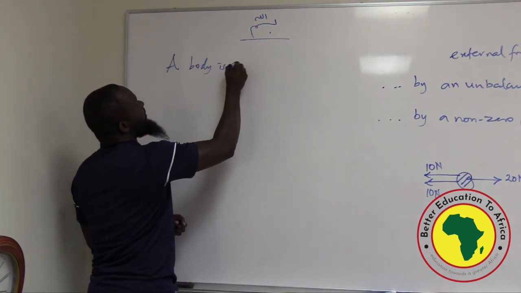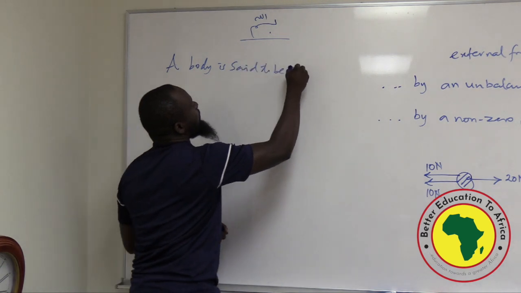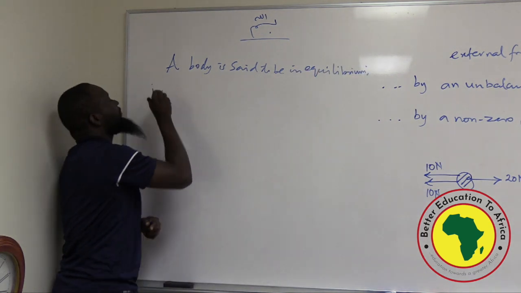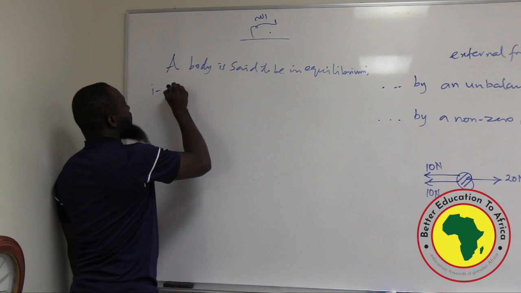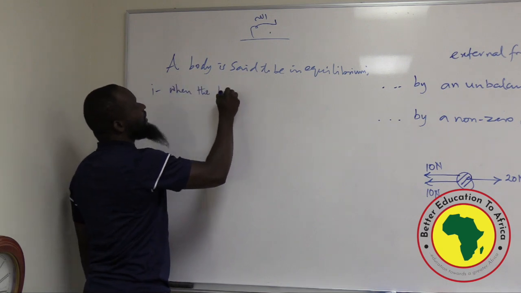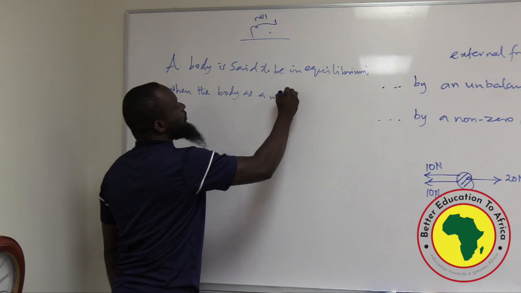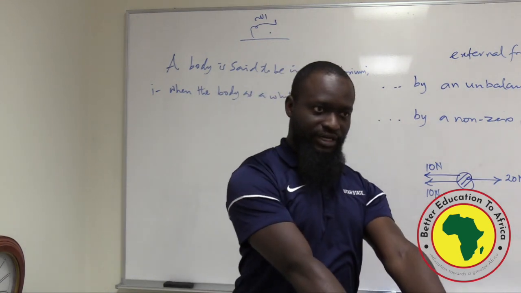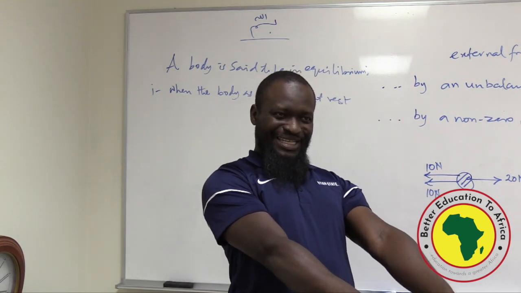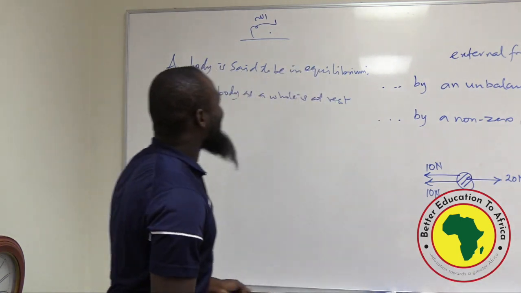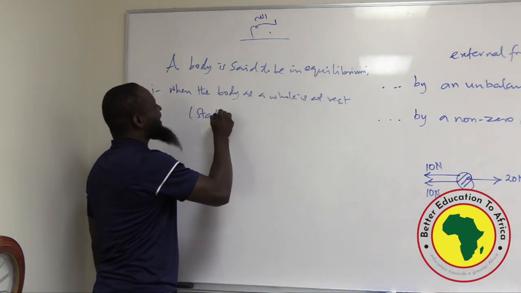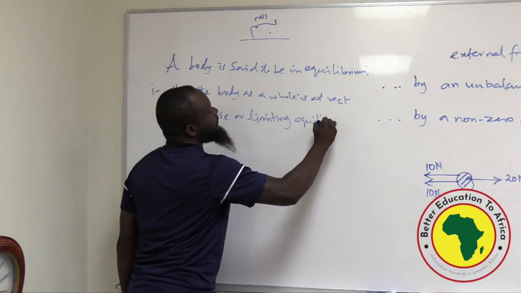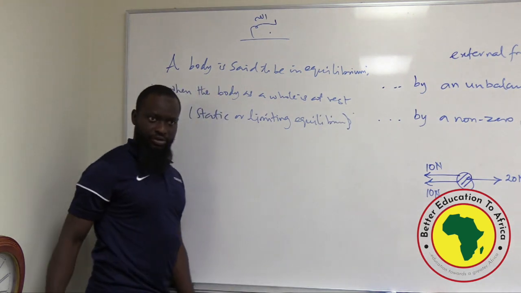A body is said to be in equilibrium, one way of defining it, when the body as a whole is at rest. Like a table, or a book on a table. The book is in equilibrium. The body as a whole is at rest. This kind of equilibrium is what we call the static or limiting equilibrium. But this is just one definition of equilibrium.